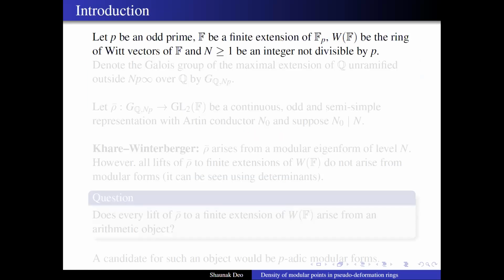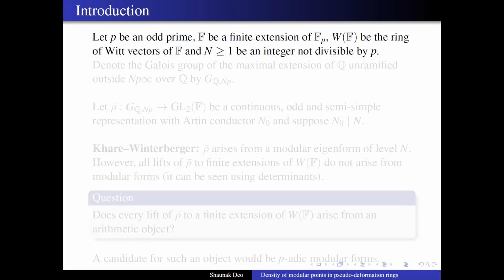Let's start with some standard notation. Let p be an odd prime, F be a finite extension of F_p, which is the finite field with p elements, W(F) be the ring of Witt vectors of F, and N be an integer greater than or equal to 1, not divisible by p. Witt vectors are just Z_p if you take F to be F_p. Otherwise, you take the unramified extension of Q_p whose residue field is F, and the ring of integers becomes the Witt vectors. So if you don't know what Witt vectors are, just assume they are Z_p and F is F_p.